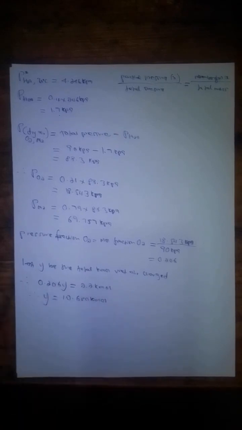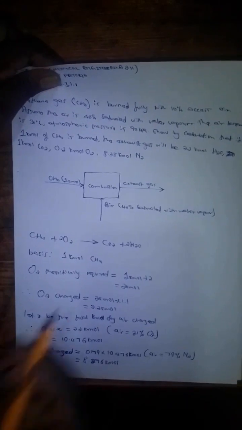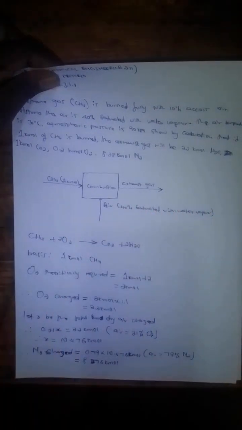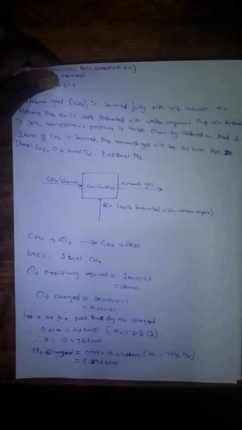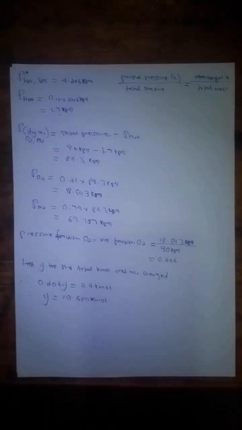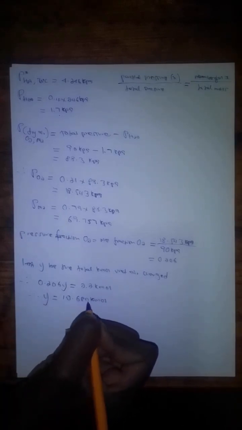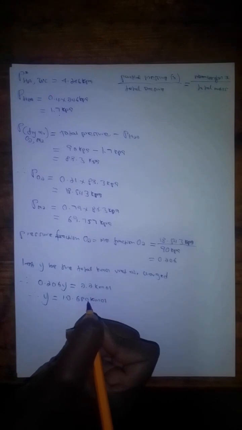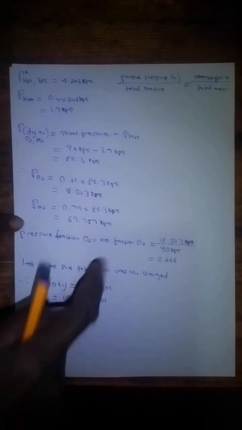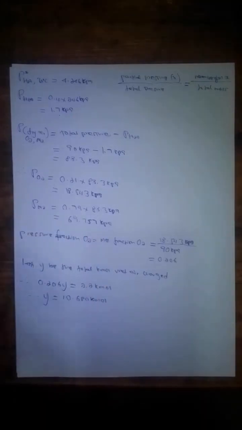kilomole. So you see now we're able to calculate how much wet air, which means oxygen, nitrogen, and water vapor, charged all at the same time. We have established that that is 10.680 kilomole. Now, if we have that, then what we can actually do is use this same concept of partial pressure.